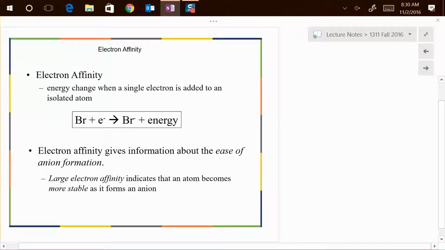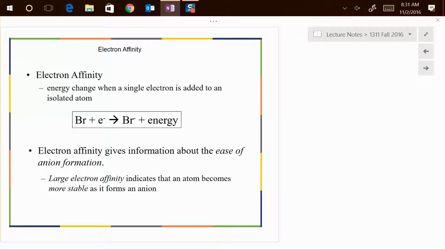Electron affinity is essentially the opposite of ionization energy. With ionization energy, you lose electrons. With electron affinity, you gain electrons. Basically, what is your attraction for electrons? Do you have a strong attraction for electrons, or a weak attraction for electrons?